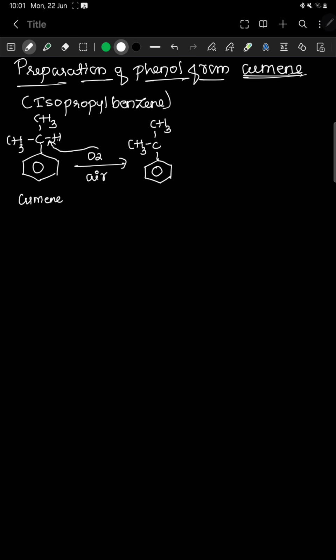Now on the right side there will be a small change. In between C and H, these 2 oxygens are going to add. So then it will become OOH. Earlier, C and H were already existing, and 2 oxygens are added in between them. This is called cumene hydroperoxide. So cumene is oxidized to cumene hydroperoxide in presence of air.